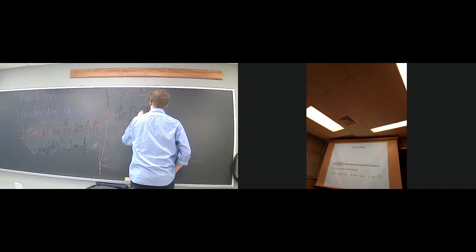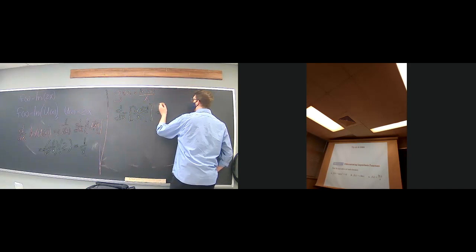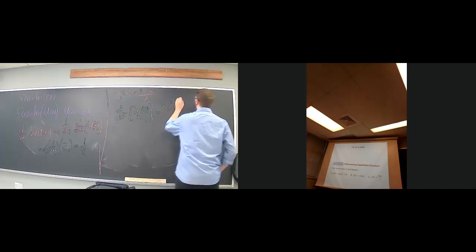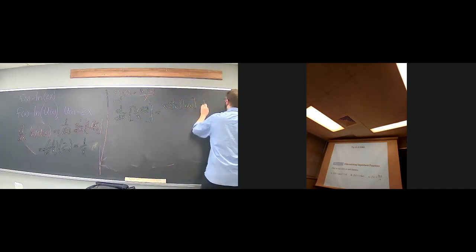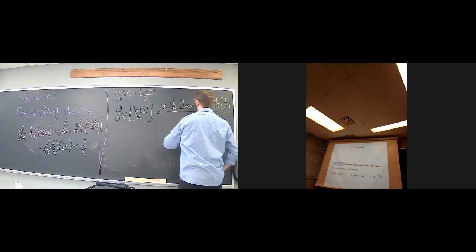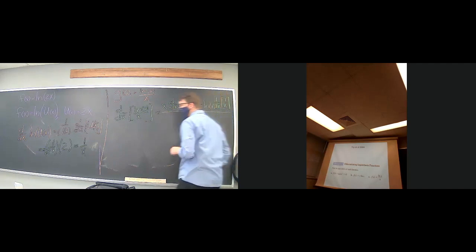So applying the derivative, we're going to get that this comes out to be x times the derivative of ln of x minus the ln of x times the derivative of 1 over x, all of this over x squared. Just applying the quotient rule here, right?